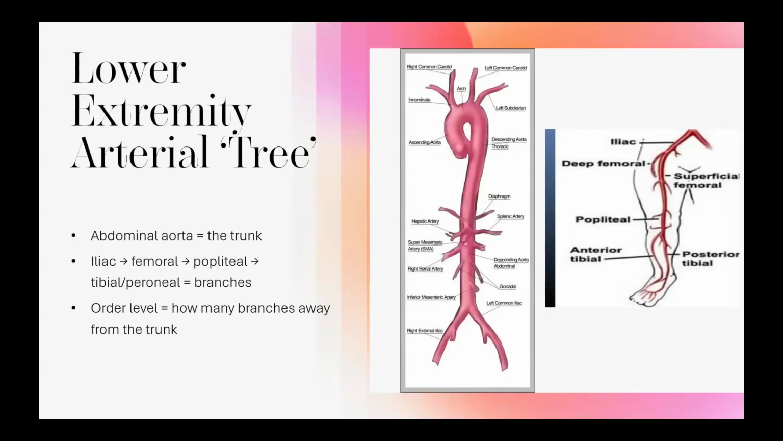When I say tree here, think about the abdominal aorta as the trunk of the tree. Off of that trunk, you've got the iliac arteries. Those give you the femoral, then the popliteal, and then you're going to get into the tibial and peroneal vessels down the leg. For coding, we care about how many branch points away from the aorta the catheter went. First order is the first big branch off the aorta. Second is the branch off that branch. Third is the one level deeper than that.